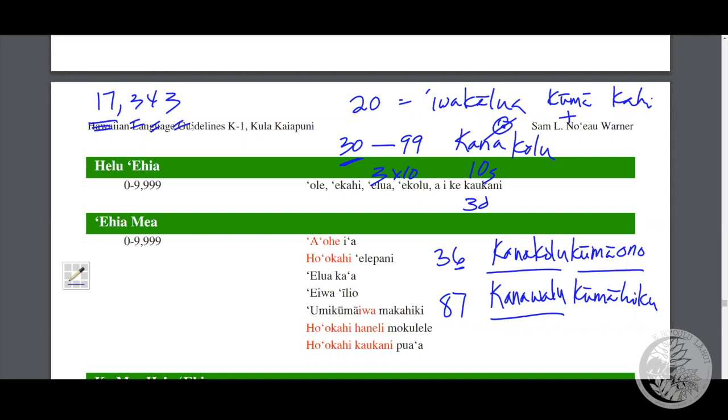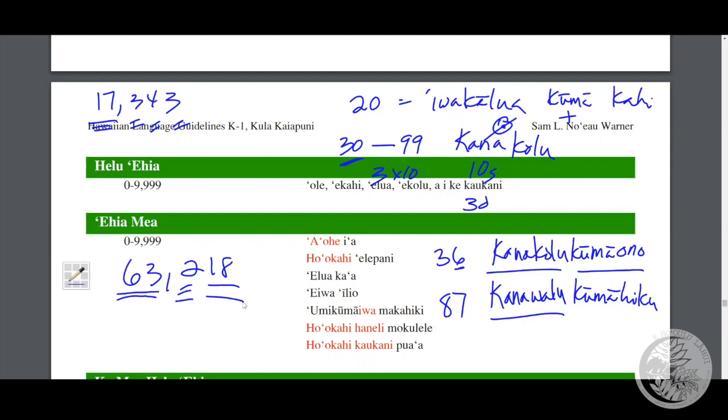How about another number like 63,218? Same way. 63,000, kanaono kumakolu kaukani. 218, elua haneli plus 18, umi kumavalu. So again, kanaono kumakolu kaukani elua haneli umi kumavalu. So you notice again, very much like English.